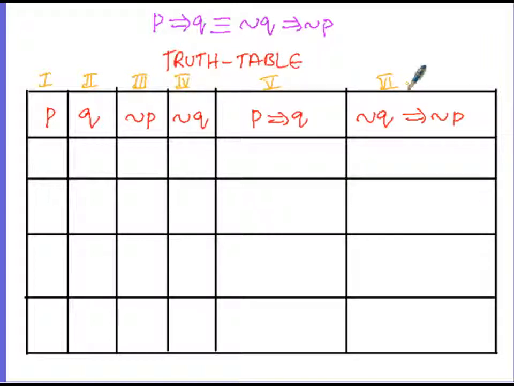In order to prove this condition, the fifth column is P implies Q, which is the left hand side of the statement, and negation Q implies negation P is the right hand side of the statement. So here we have to prove these two conditions as identical. We have to see that the truth values of the fifth column and the truth values of the sixth column must be identical or the same.